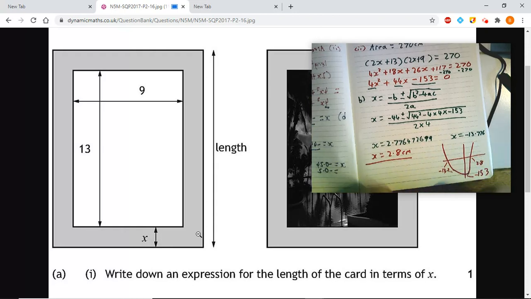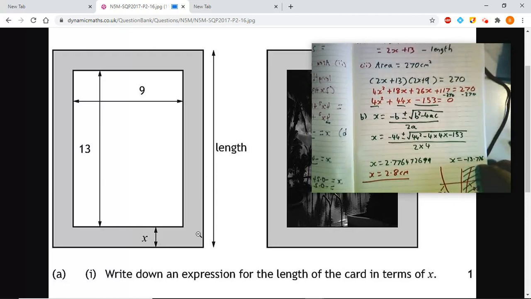Now, for this question, all we care about are the positive values, because we're talking about an object that exists for real in real life that has a positive value rather than a negative length. And that's your answer. So x equals 2.8 centimeters would be your full answer there.